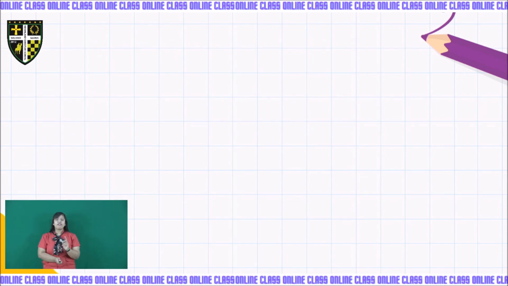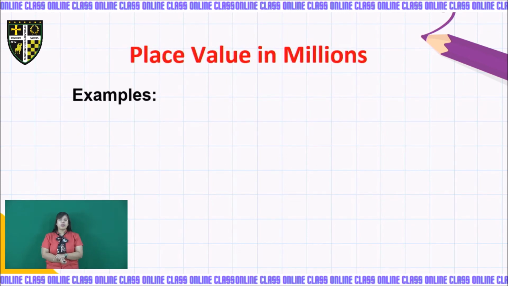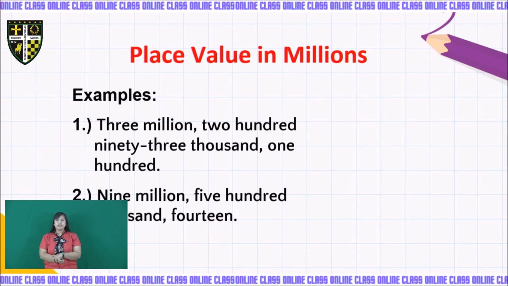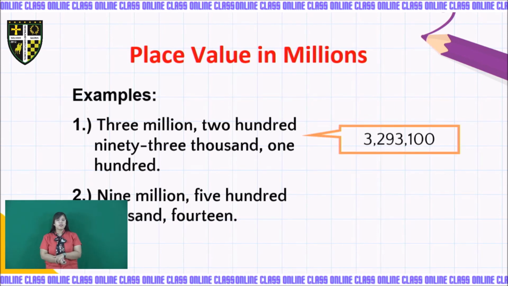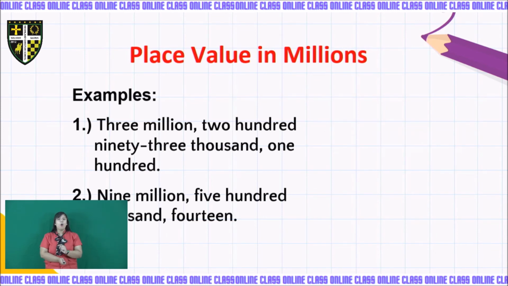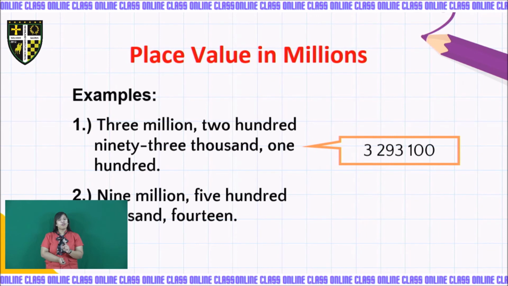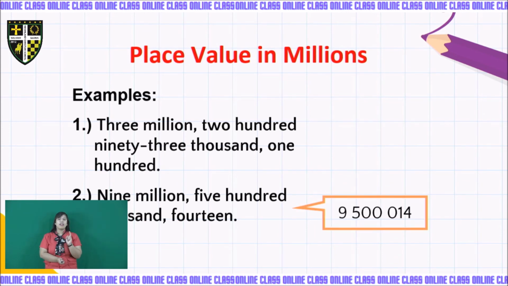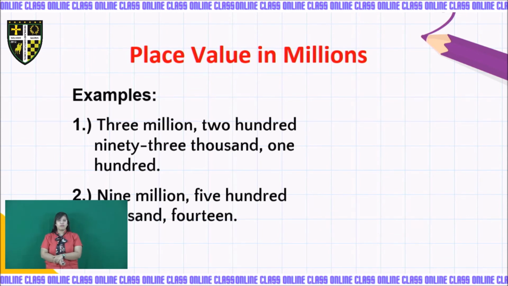Next one, we have place value in millions. So for example, 3,293,100 and 9,500,014. For the first one, we can write it as 3,293,100, or 3 space 293 space 100. For the second one, 9,500,014, or 9 space 500 space 014.